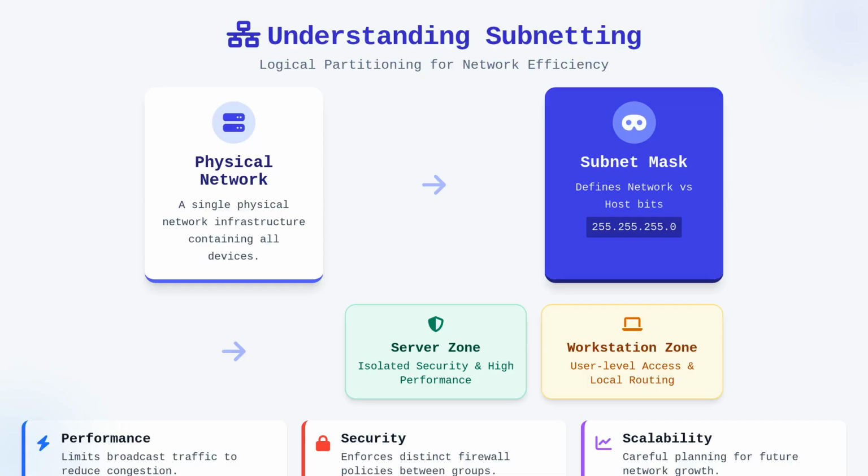This segmentation is crucial for security and performance, as it limits the scope of broadcast traffic and allows administrators to isolate departments within a local area network. For instance, by grouping servers in one subnet and user workstations in another, we can implement distinct routing and firewall policies for different types of traffic. Effective subnetting requires careful planning to ensure that the designated address ranges are large enough for future growth while remaining small enough to minimize unnecessary broadcast congestion.